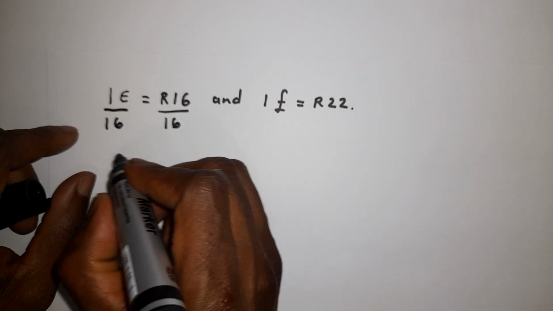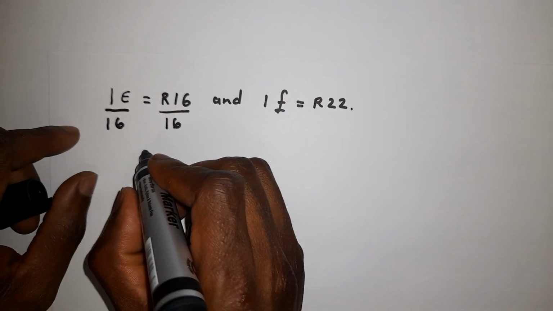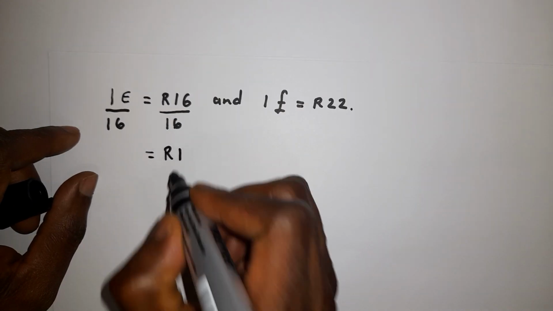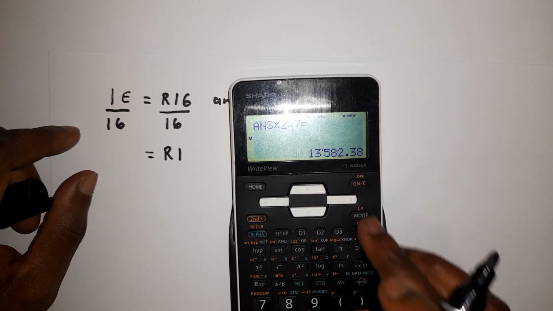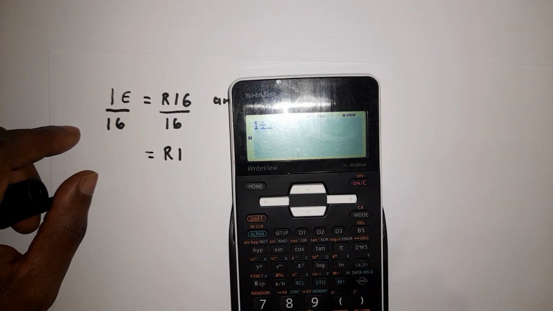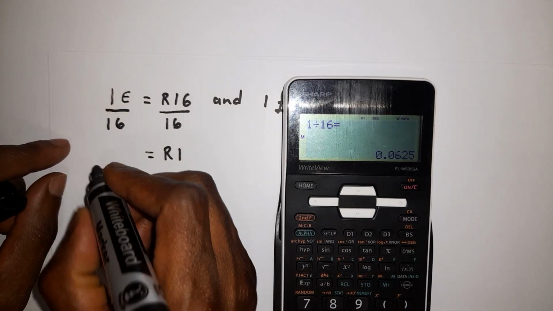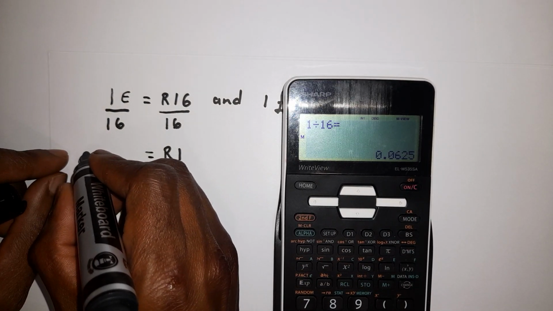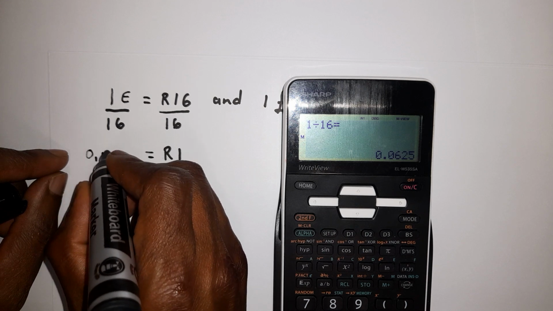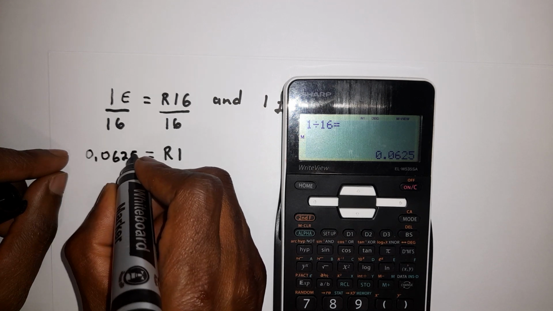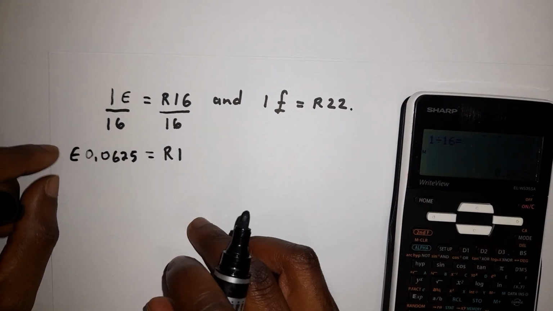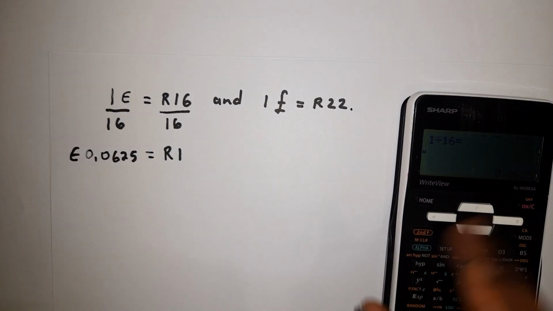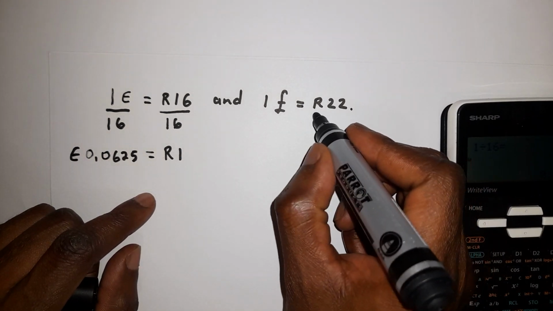Right, this side I will have 16 divided by 16, which gives me a rand exactly. And then 1 divided by 16, you just go on your calculator and divide by 16. Then you get 0.0625. So it means we'll have 0.0625 being equivalent to 1 rand. So 0.0625 euros give us 1 rand. Same applies, we do the same this side.